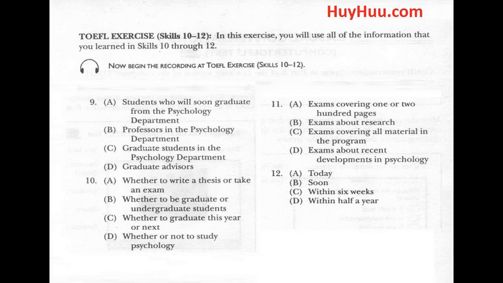A thesis is a long research paper, perhaps 100 or 200 pages long. It's an in-depth study of one area from your graduate studies. Comprehensive exams are exams that cover all of the material in your graduate program. Basically, you must decide if you want to cover one area in depth in your program, so you would write a thesis, or if you'd like a more general program, you would take comprehensive exams.